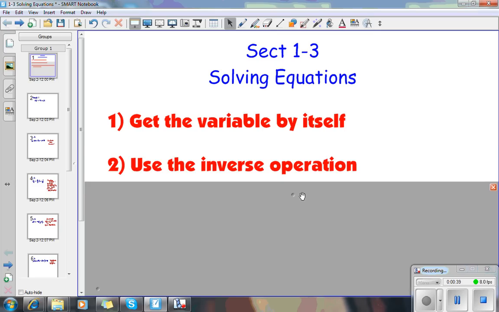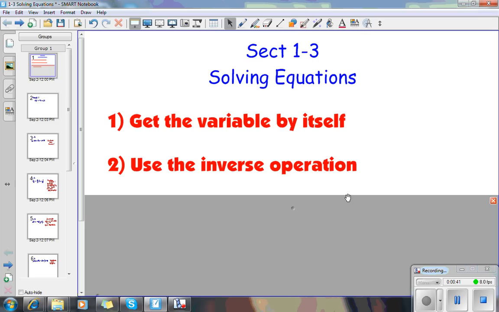The second thing you need to remember is you are always going to use the inverse operation. So if it's an addition equation, you're going to use subtraction. If it's a multiplication equation, you're going to use division. If it's a square root equation, the inverse of square rooting is squaring. So you always use the inverse operation when you are solving equations.